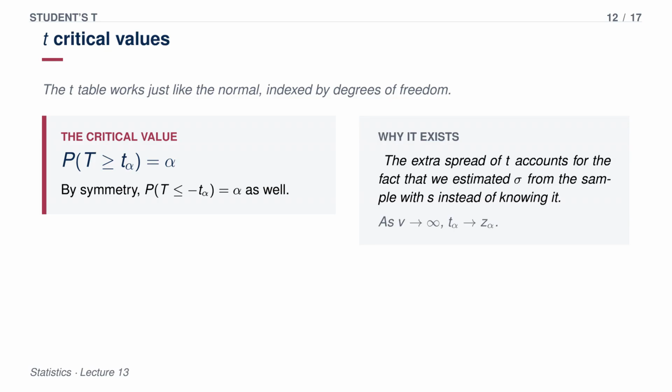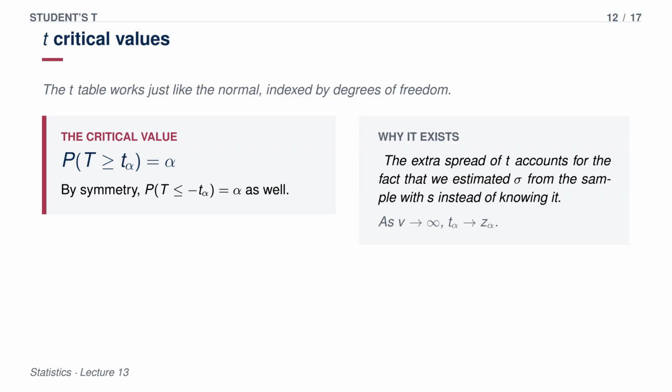Quick aside, why does this thing even exist? The extra spread of t, those heavier tails, is the price of estimating sigma from the sample instead of knowing it. You're less sure, so the curve is wider, so your cutoffs sit farther out. And the payoff: as v goes to infinity, as your sample grows, t alpha slides right back to z alpha. Lots of data, and t becomes the normal again.